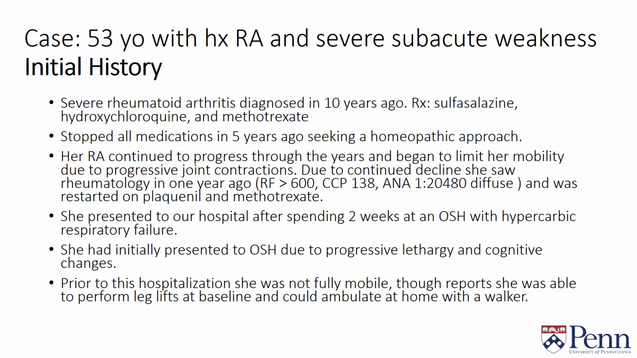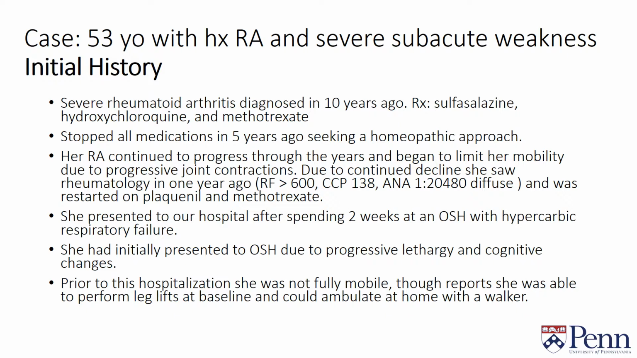So the first case is a 53-year-old woman with a history of rheumatoid arthritis and severe subacute weakness. This is actually a very interesting case seen by a colleague of mine, so I'll admit I didn't see this patient, but I thought it was a good example of what we're after. So she had severe rheumatoid arthritis diagnosed 10 years ago. She underwent multiple treatments. She stopped all of her medicines approximately 5 years ago. And then her RA unfortunately continued to progress.